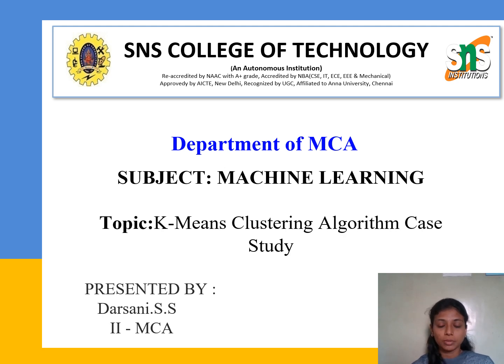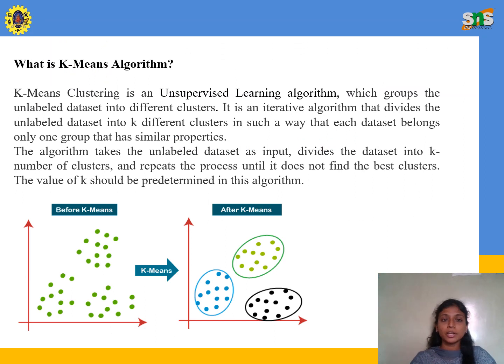In this video, we're going to see the K-means clustering algorithm case study. Let's start by knowing what the K-means algorithm is. K-means is an unsupervised learning algorithm which groups an unlabeled dataset into different clusters. It is an iterative algorithm that divides the unlabeled dataset into k different clusters in such a way that each data point belongs to only one group that has similar properties.